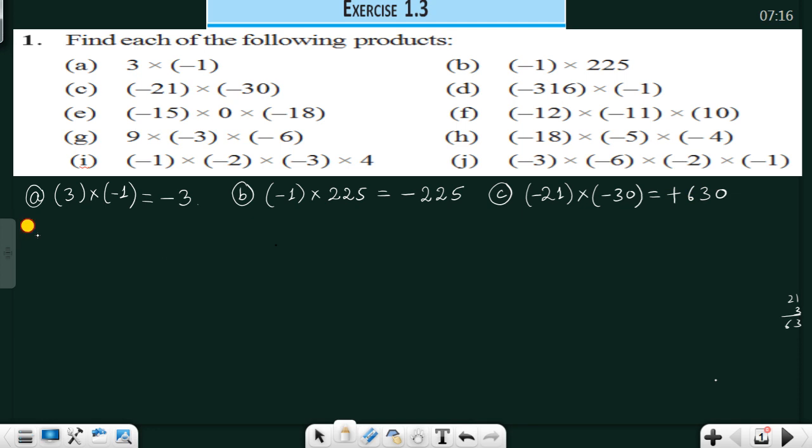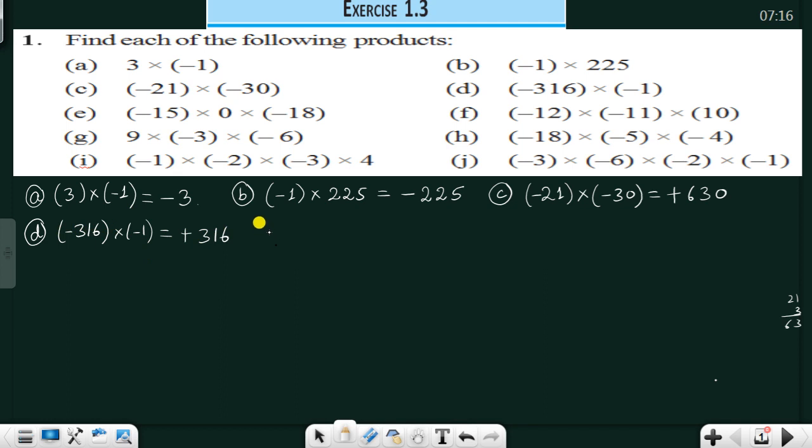Now question number D. In question number D, we are getting minus 316 into minus 1. Here you see that minus into minus is plus, and if we multiply 316 with 1, we are getting 316, and that is the answer.